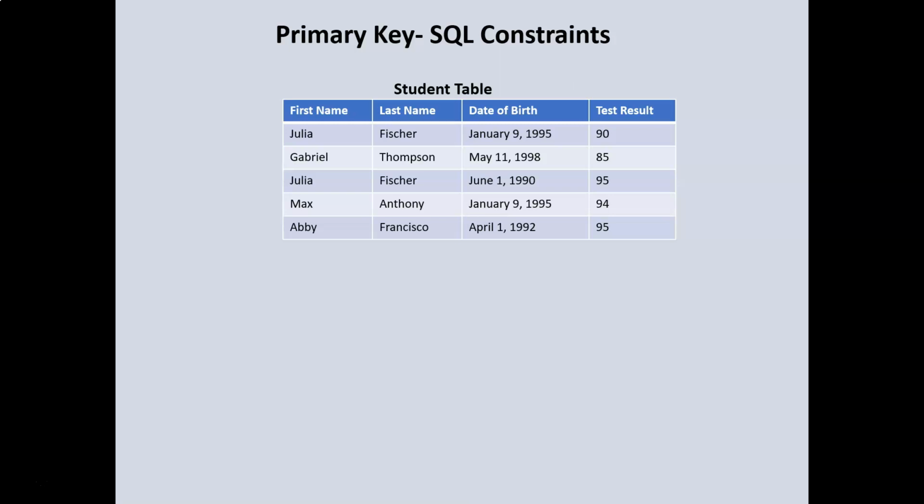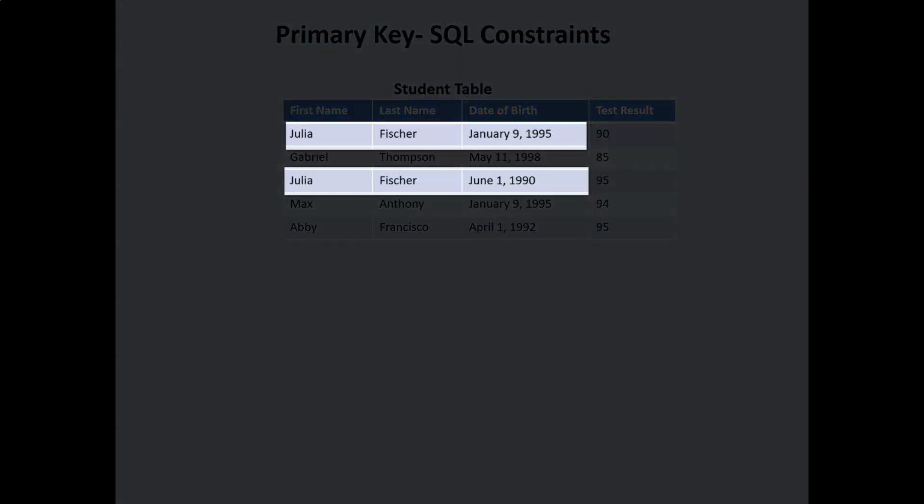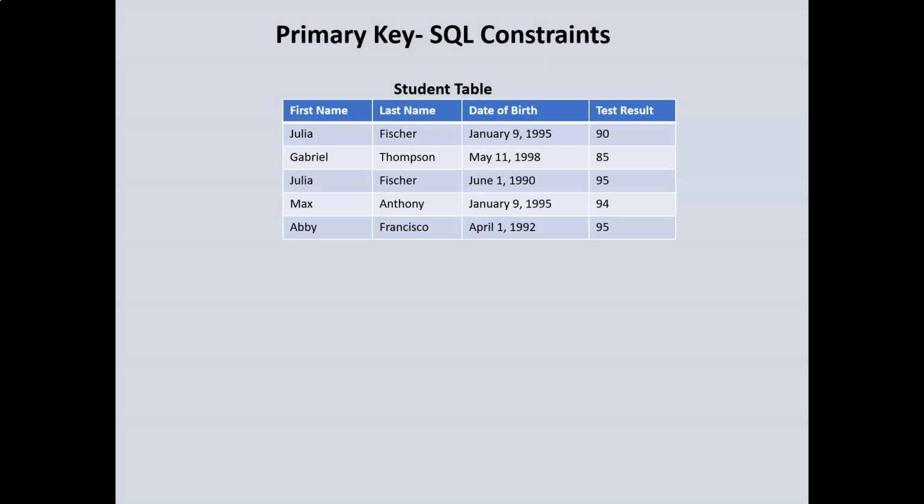In the first name column, it's not possible to uniquely identify the student because we do have Julia, which is showing up twice. And if we look at the last name, we also have Fisher. So we have Julia Fisher. And we can see by the date of birth that these are 2 different people. The first Julia Fisher was born January 9th, 1995. And the second Julia Fisher was born June 1st, 1990.